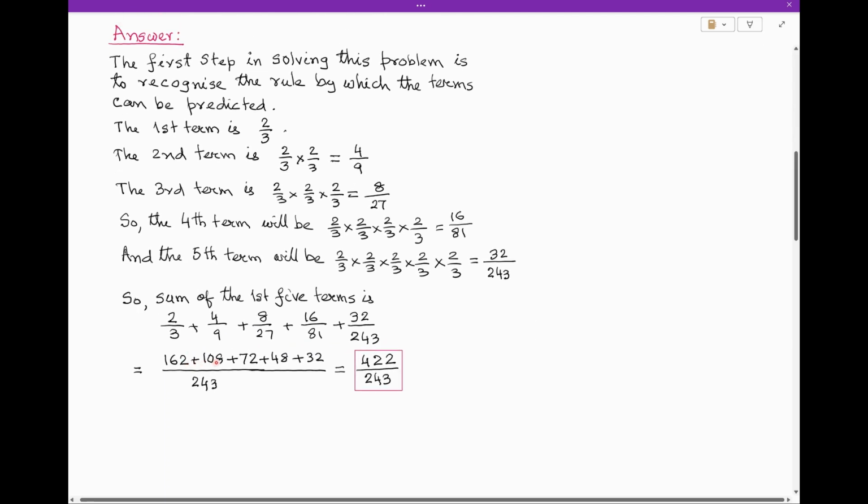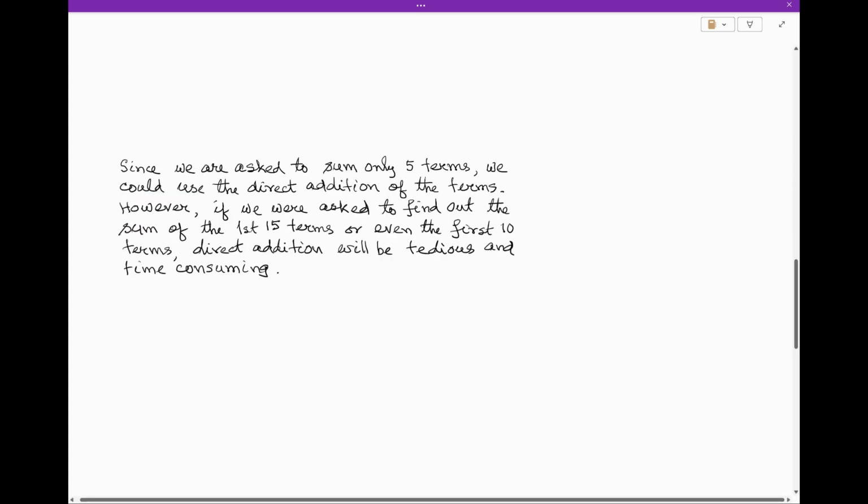162 plus 108 plus 72 plus 48 plus 32 divided by 243, because 243 is the lowest common multiple. So when you add up the numerator, it becomes 422. So the answer is 422/243.